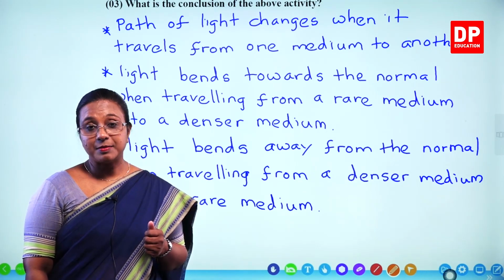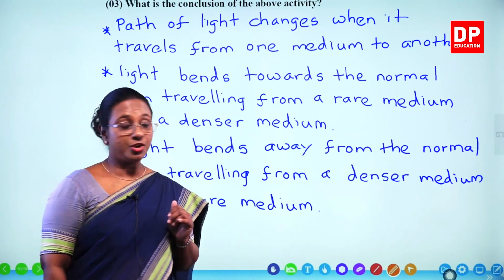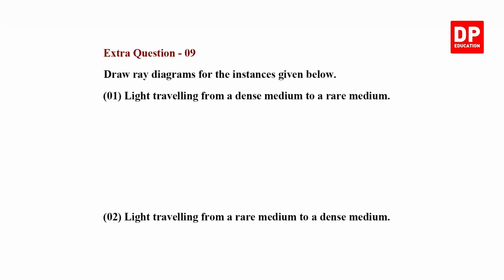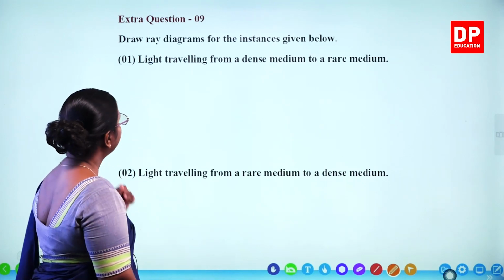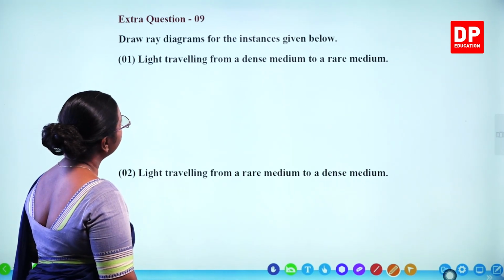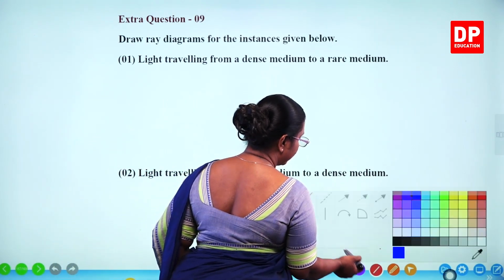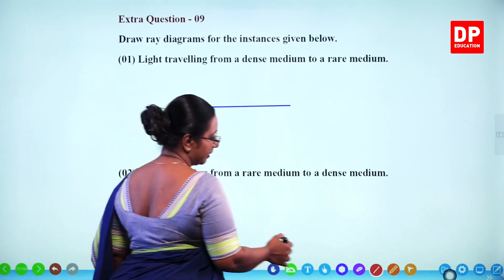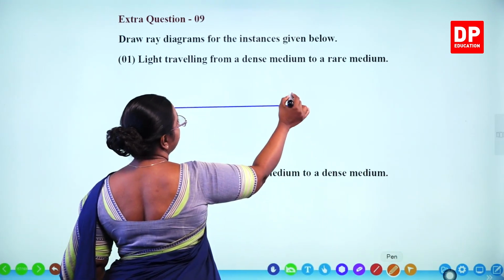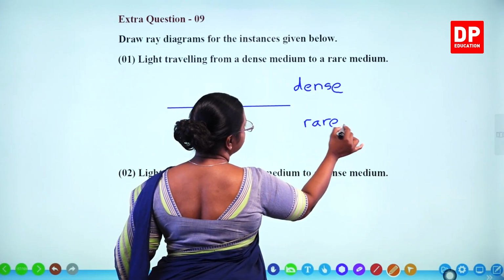And I'm sure you can remember what happened when we did the activity also. So that's very, very clear to you all. With that, I will move on to the next one. Extra question 9. Draw ray diagrams for the instances given below. Again, ray diagrams, light traveling from a dense medium to a rare medium. So this is what we explained now. So light traveling from a dense medium to a rare medium. We have to show what is the dense medium, and this is a rare medium.